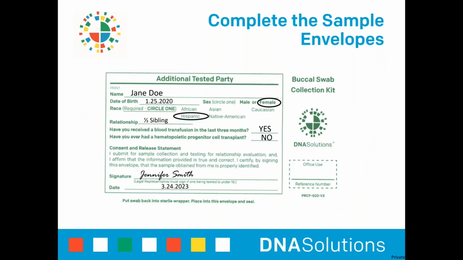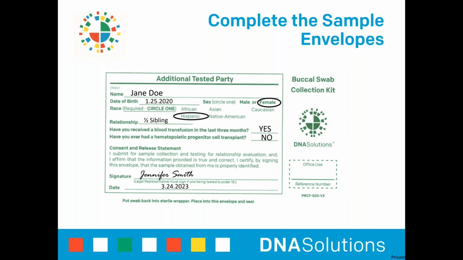Here is an example of how a completed sample envelope should look. All fields should be completed clearly and accurately. Please keep in mind all fields are required for legal testing. Although informational cases do not require as much information, race and sex are required for all testing, including non-legal cases.